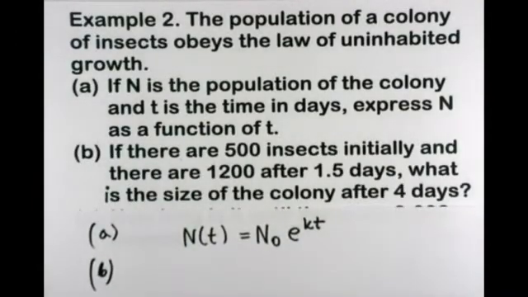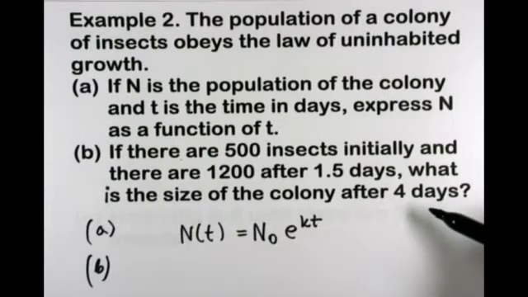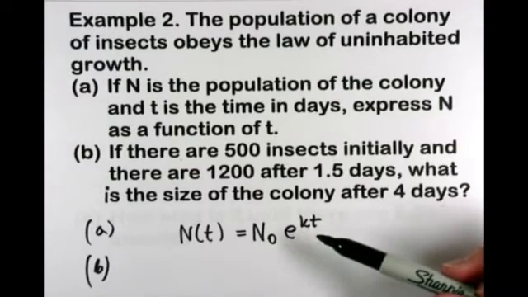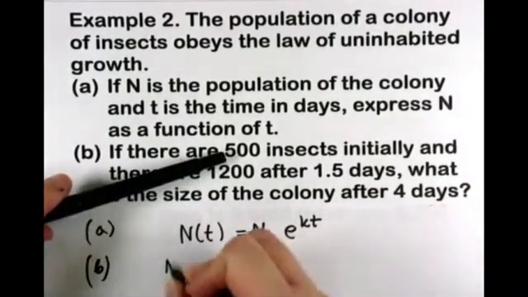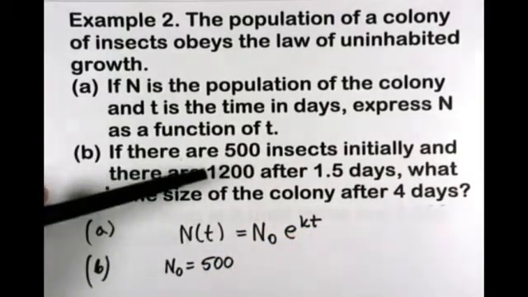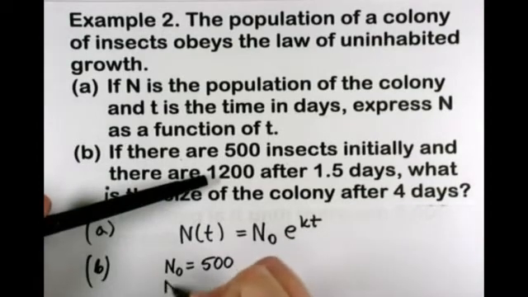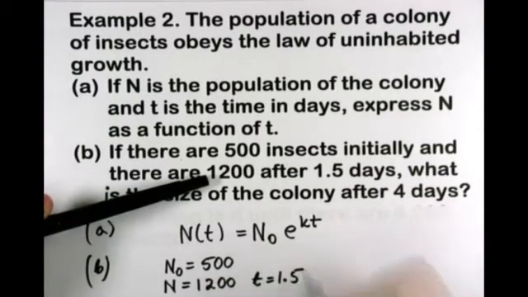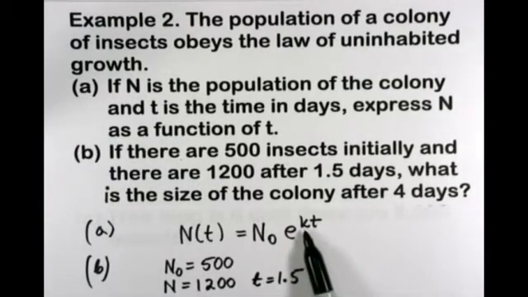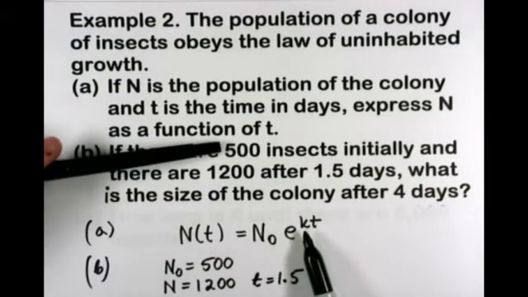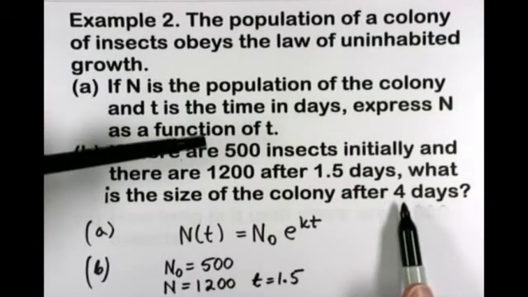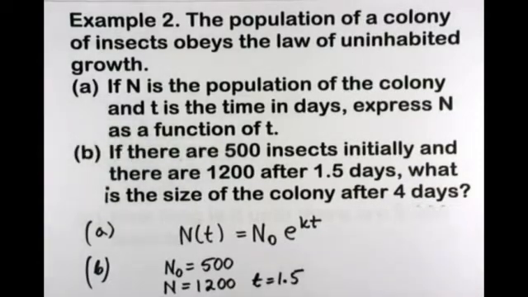In B we have, if there are 500 insects initially and 1,200 after 1.5 days, then what is the size after 4 days? First we need to find k. If there are 500 initially, that's my n0 is 500, and now I have the final amount, n is 1200 after t equals 1.5 days. So with all three pieces of information, if I plug it in, I can solve for k. Once I have k and the initial amount, I can find the size of the colony after 4 days. So first we need to find k.